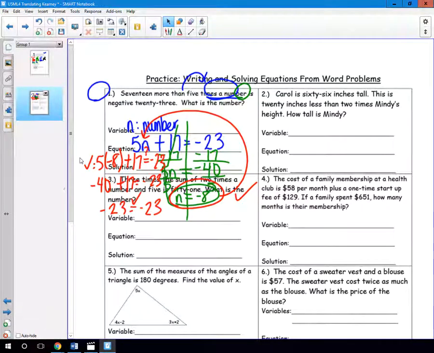If you want to, you can go ahead and try the next practice problem, and I will be happy to answer any questions when you come to my station.